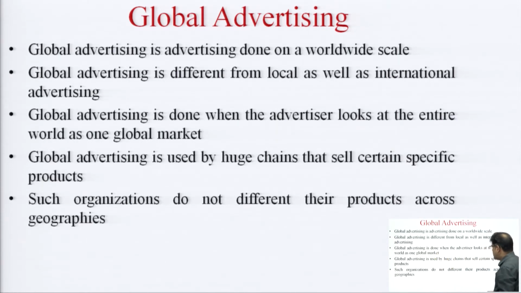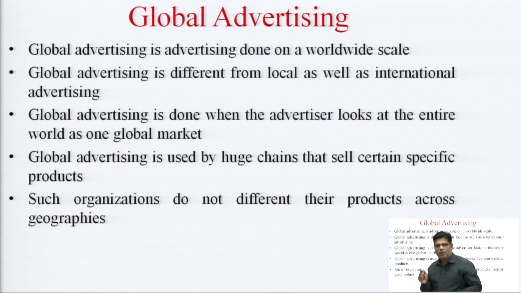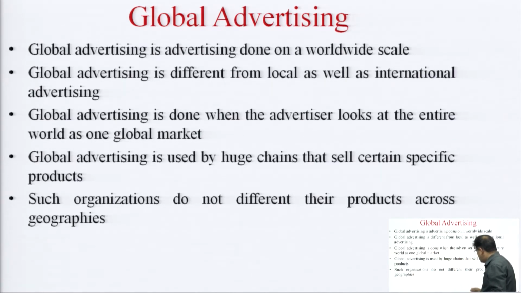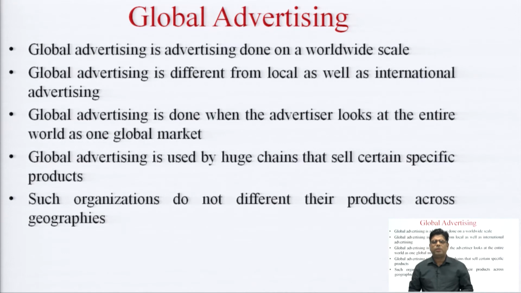Global advertising is used by huge chains that sell certain specific products. We can also take the example of Pizza Hut's pizza, which is being sold globally, and Pizza Hut probably has its presence in each and every country. Such organizations do not differentiate their products across geographies. So, when a company is doing global advertising, it is not normally differentiating its products between one country and another country.